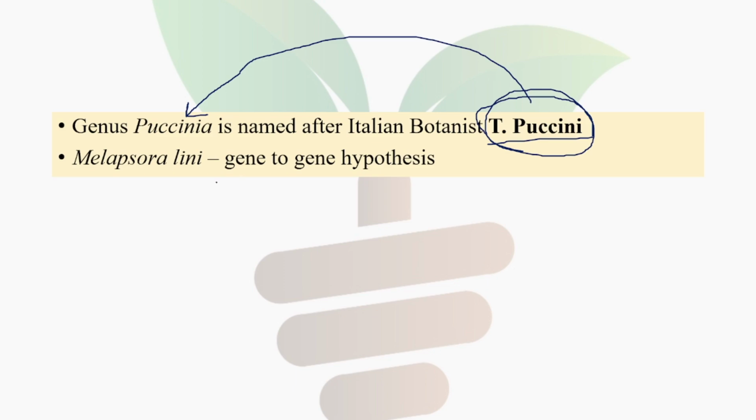Melampsora lini is associated with the gene for gene hypothesis. The gene for gene hypothesis was given by H.H. Flor, 1946. For every resistance gene in the host, there must be a corresponding avirulence gene in the pathogen and vice versa. That is called the gene for gene hypothesis.